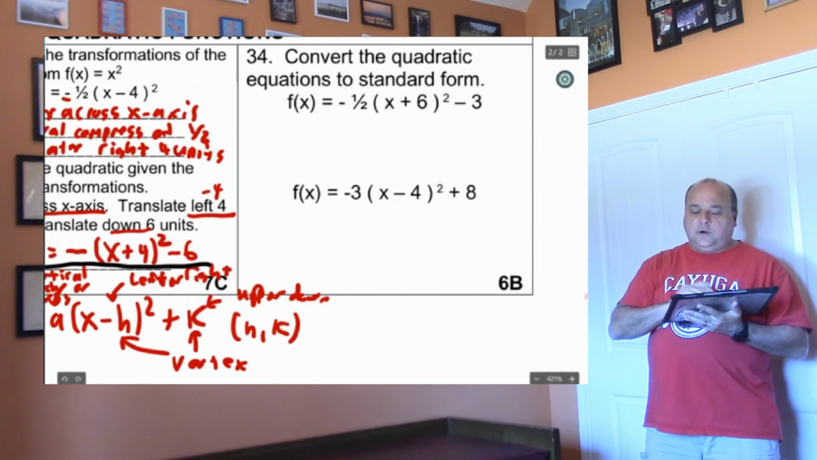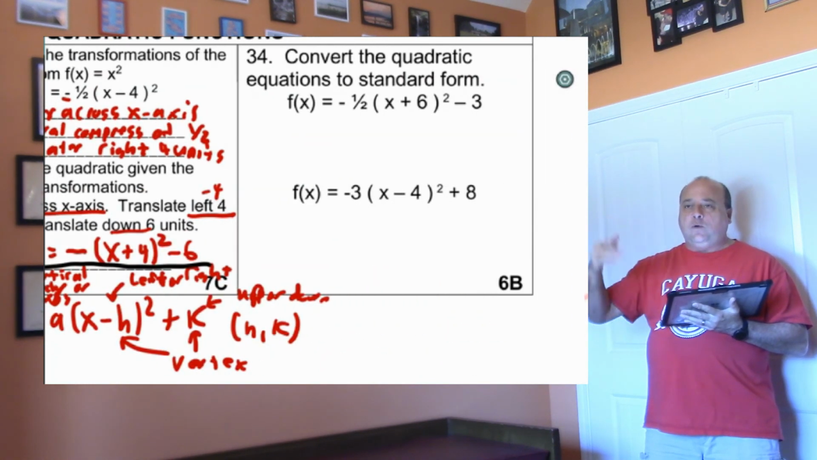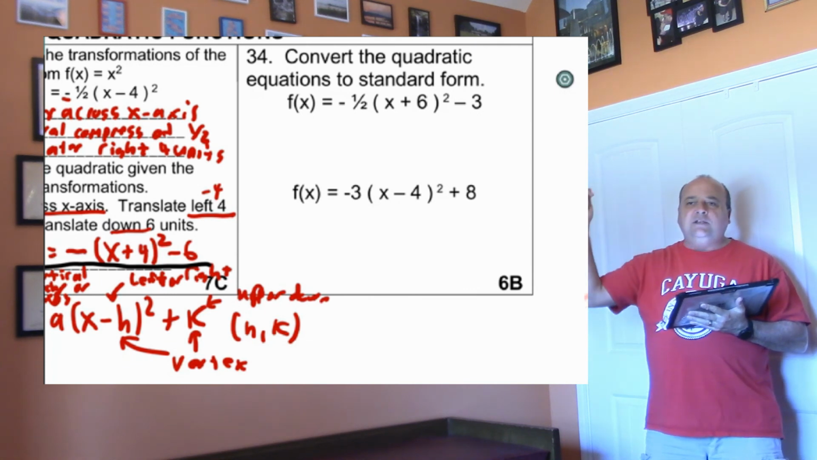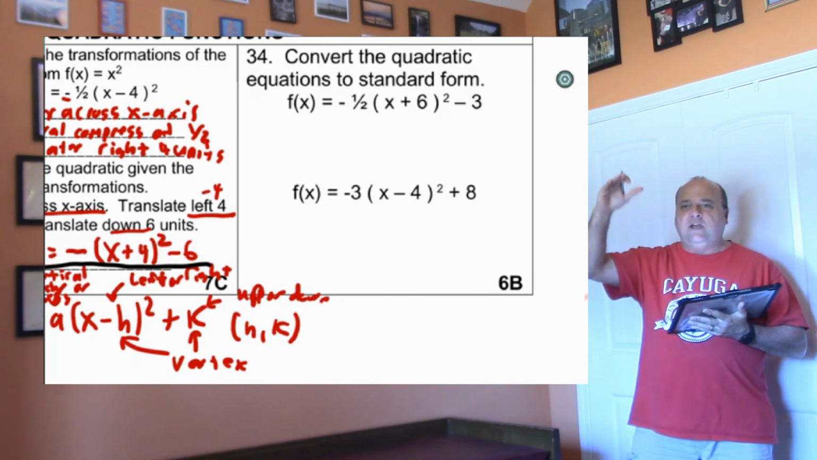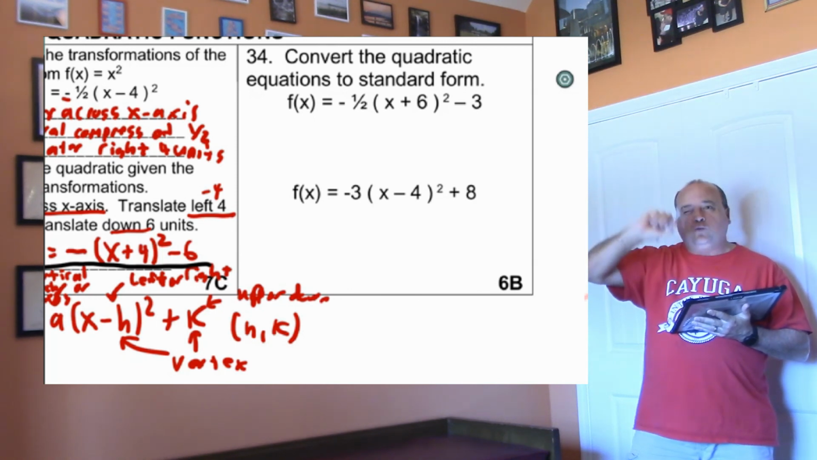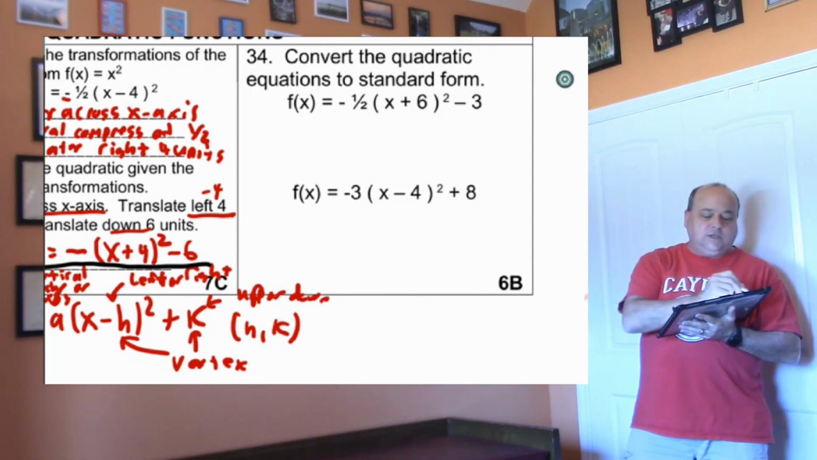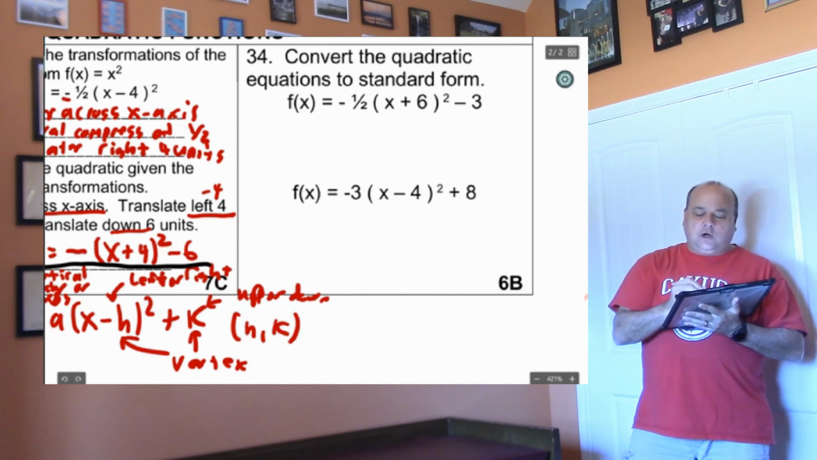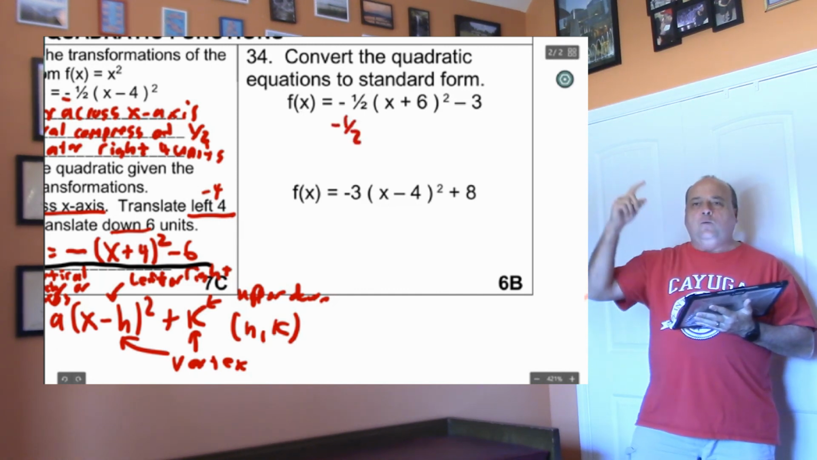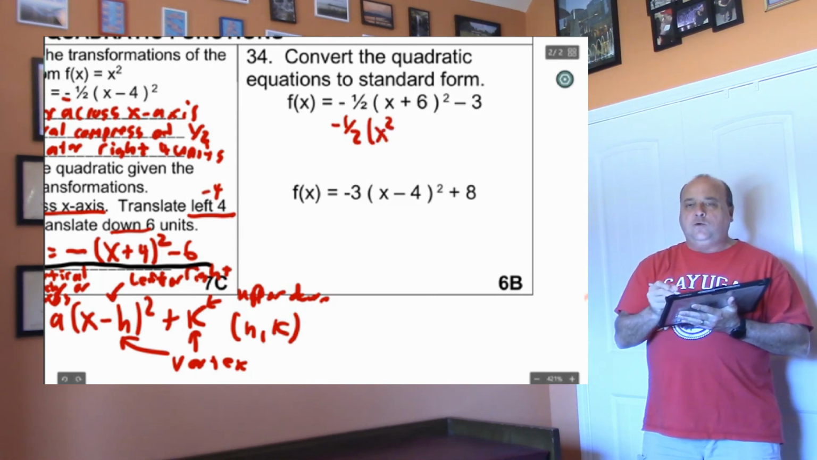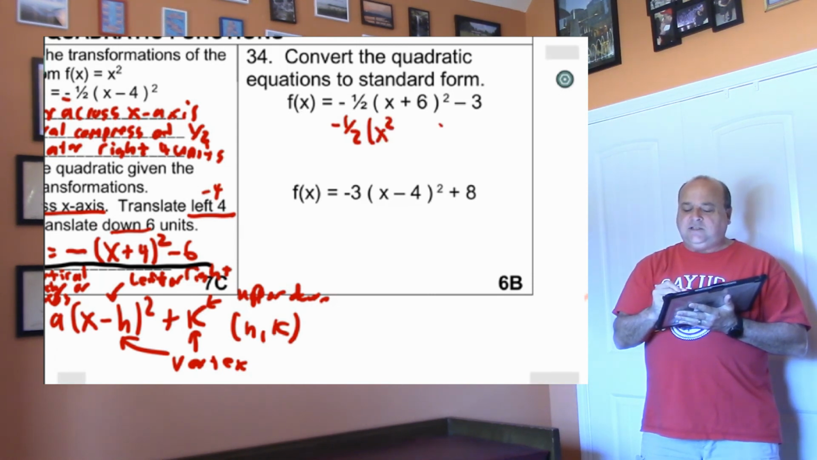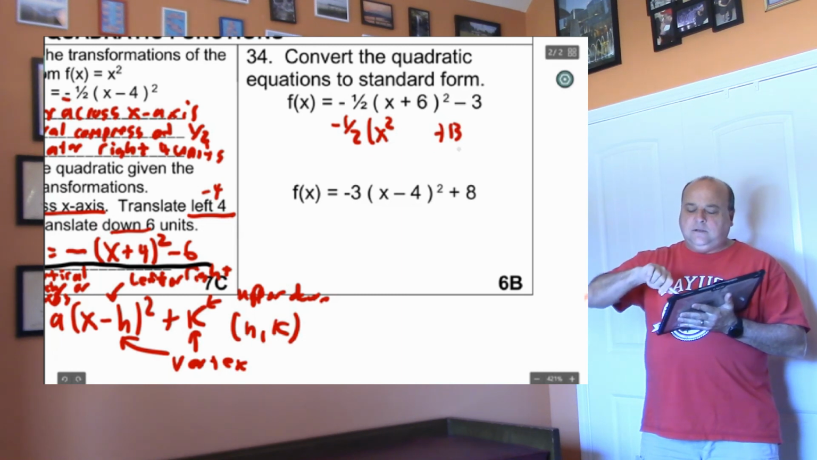And then lastly on 34, convert the quadratic equations to standard form. This is extremely important as we go through this. One of the most important things you're learning in this unit, how to switch these equations and write the equations. Okay, so we're going to drop the -1/2. Now then, we're going to do the product of squares, right? So x times x is x squared. Skip a spot. 6 times 6 is +36.